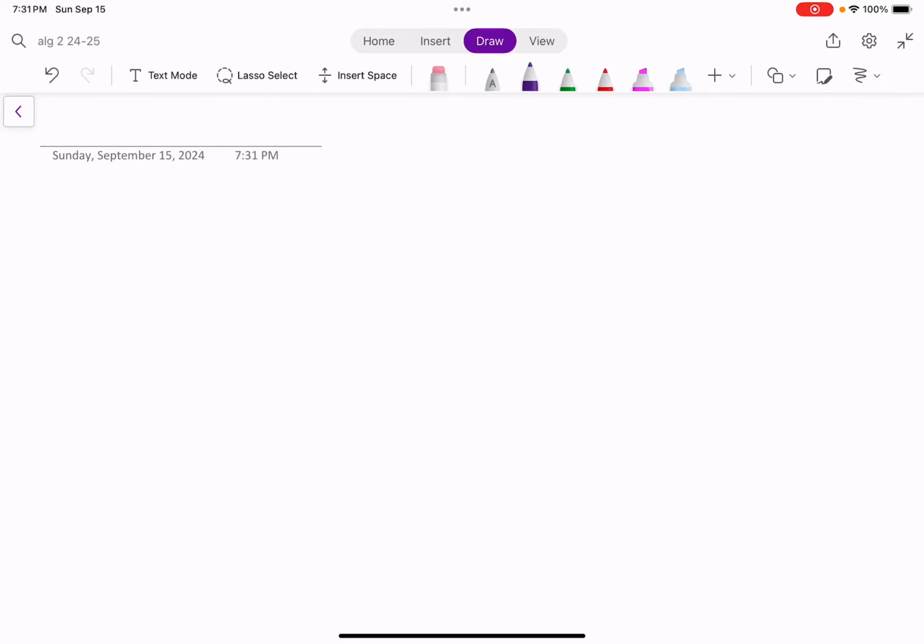Okay, so today is 1.5, multiplying polynomials. If you want guided notes, there are guided notes. Otherwise, you can write on loose leaf. Today, we're going to be talking about how we multiply polynomials.